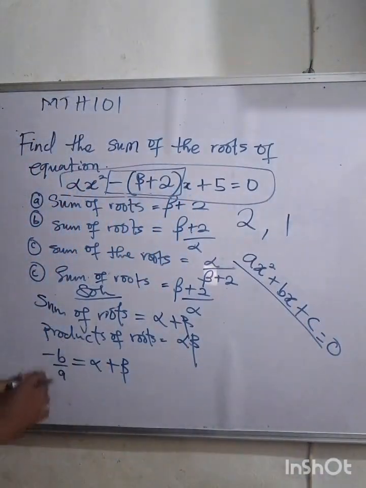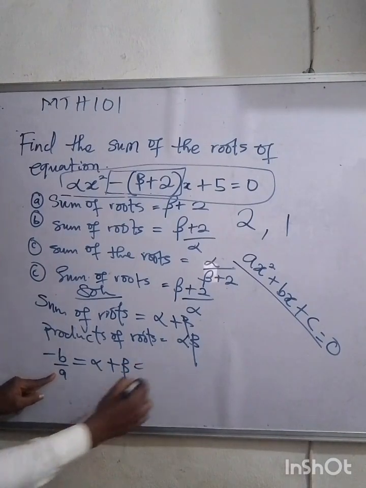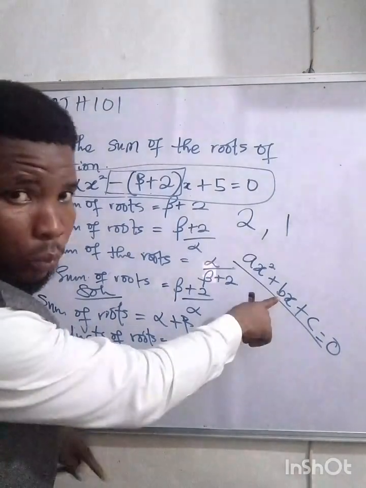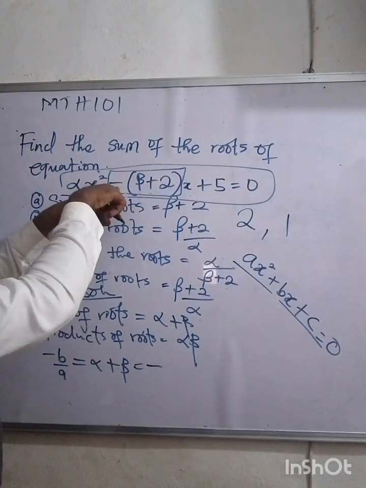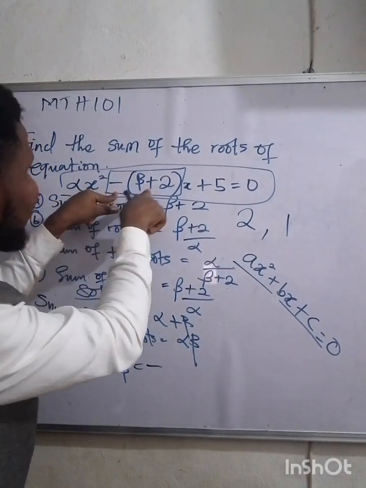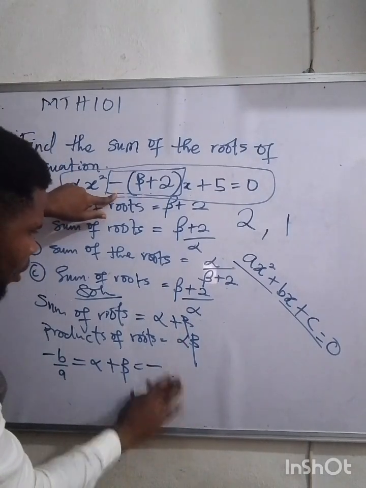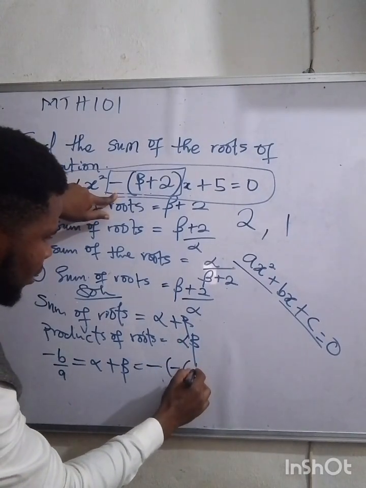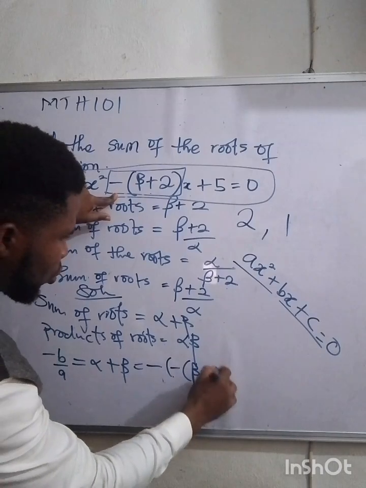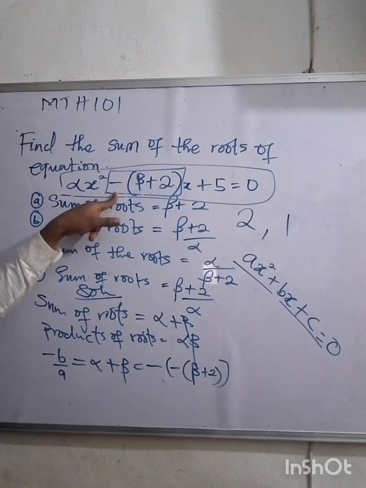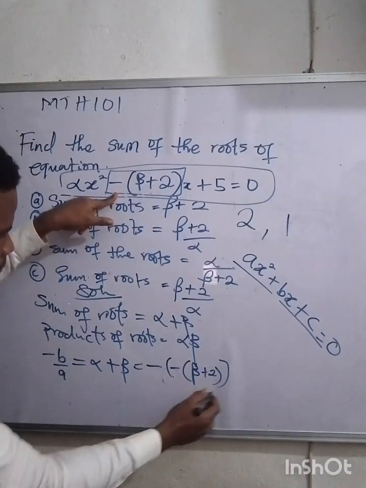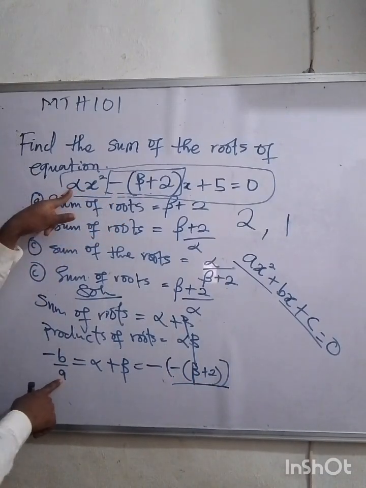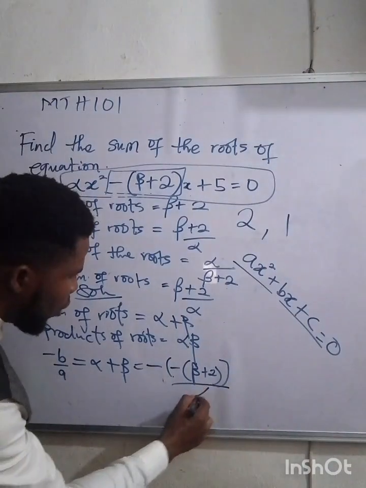So, therefore, if I'm looking for sum of roots, which is minus b over a, I'll put my minus. What is b? Remember, b is the coefficient of x. So, what's the coefficient of x? Then you have minus, open bracket, beta plus 2. So, we're going to have our minus here. Minus, open bracket, beta plus 2, and close the bracket again. Why do I have the open bracket? Because these two numbers are not the same. Now, the next one, over a. What's a? Alpha. So, you put your alpha here.